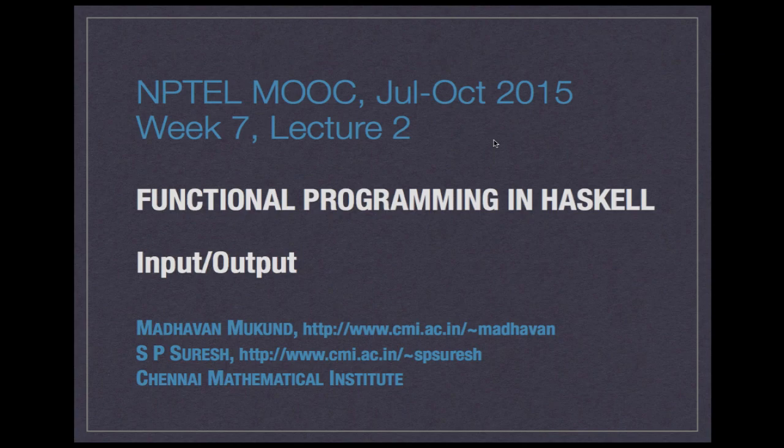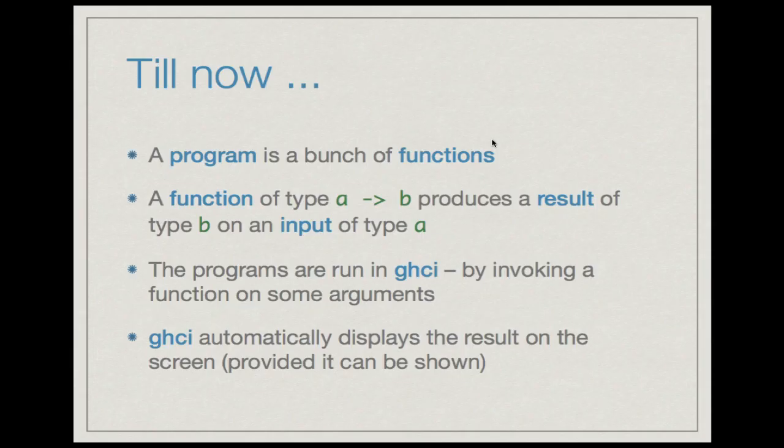In this lecture, we shall study input-output in Haskell. Till now, the view we have taken is that a program is a bunch of functions. A function of type A arrow B produces a result of type B on an input of type A. The programs are run in GHCi by invoking a function on some arguments. GHCi automatically displays the result on the screen provided the result can be shown, or in other words, provided the result is a type that belongs to the type class Show.